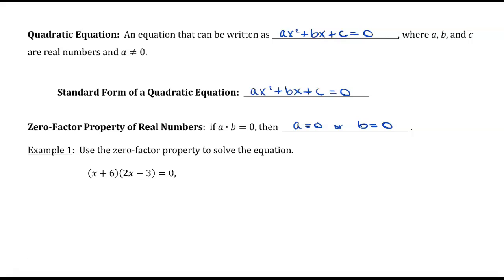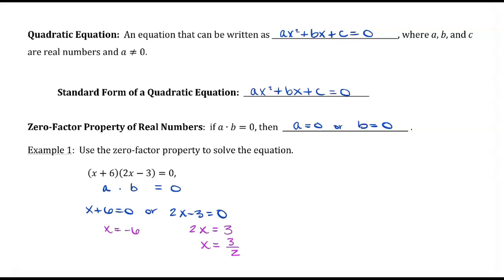Let's use this property with this first example. We have x plus 6 times 2x minus 3 equals 0. That is, we have two factors that when multiplied together give us a product of 0. This means that x plus 6 equals 0 or 2x minus 3 equals 0. If x plus 6 is equal to 0, that means that x is equal to negative 6. And if 2x minus 3 equals 0, that means that 2x must equal positive 3, or x equals 3 over 2.